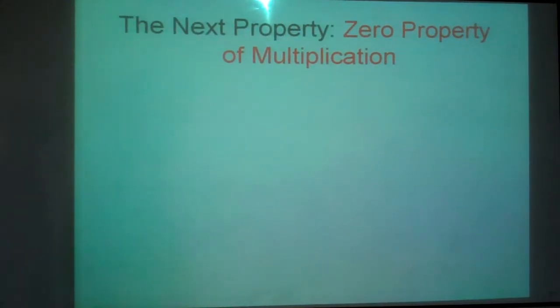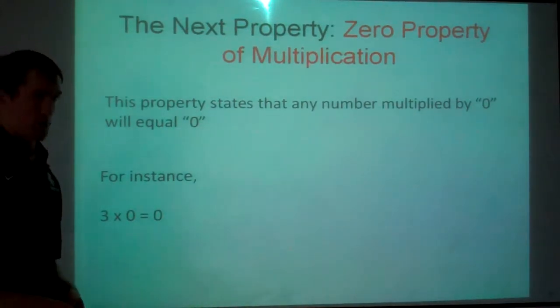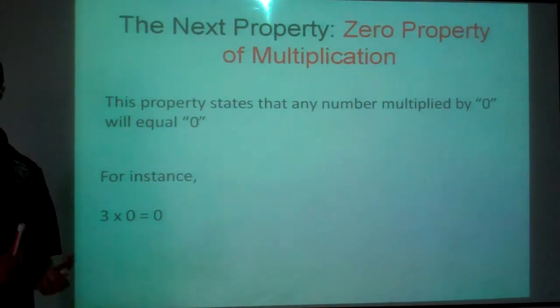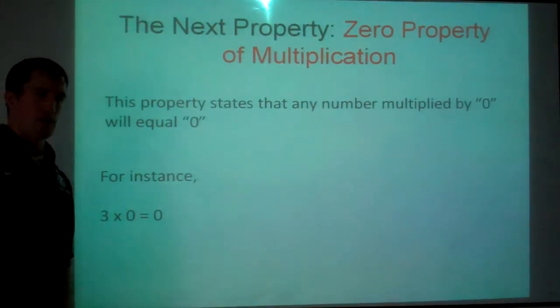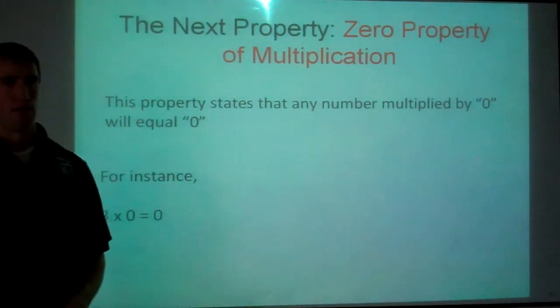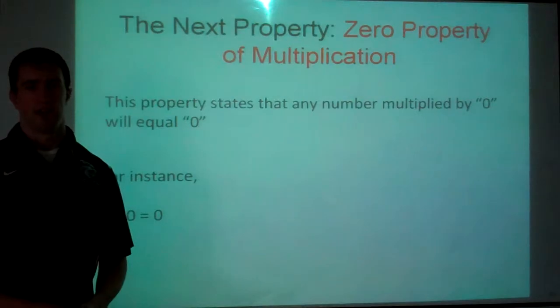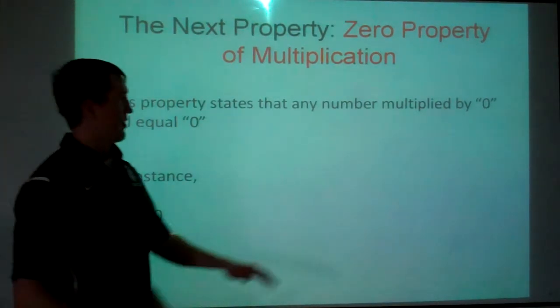Alright, another very simple property, the 0 property of multiplication. This property states that any number multiplied by 0 will equal 0. For instance, an easy example, 3 times 0 is 0. Now I brought up today to the students, do they know why anything times 0 is 0? And they really didn't know. They've always been told that anything times 0 will be 0, and they've always believed it. They weren't shown why. So I asked them if they wanted to see why, and they said yes, they were interested.